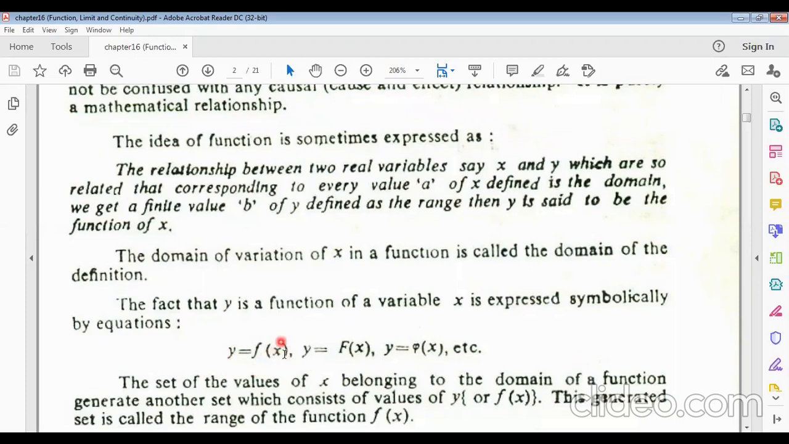Okay, for every value of x, we will get a value of y. That means x is input and y is output. On the other hand, the set of values of x is called the domain, and the set of values of y will be the range. And actually this is the relation between x and y. So x is the independent variable and y is the dependent variable. Okay, so the relation between two variables like this is called function.